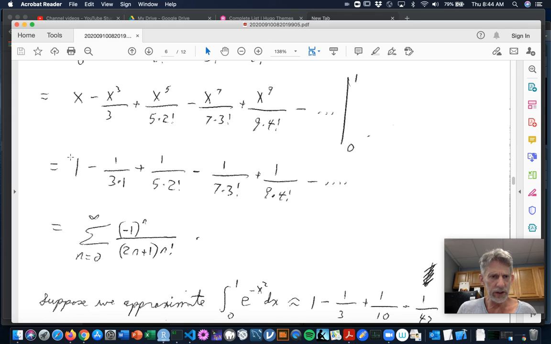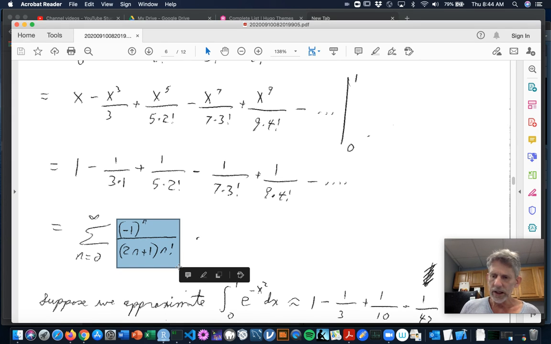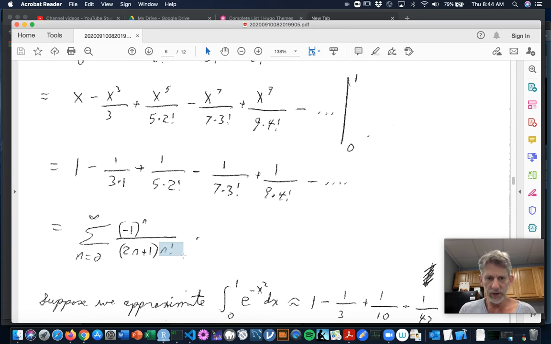Let me check the 0th term. If I plug in little n is 0, I get minus 1 to the 0, which is a 1, over a 1 times a 0 factorial. So 1 over 1 times 1. 0 factorial is 1. So yeah, I do get a 1. It really works for all the little n's. It captures this series exactly.